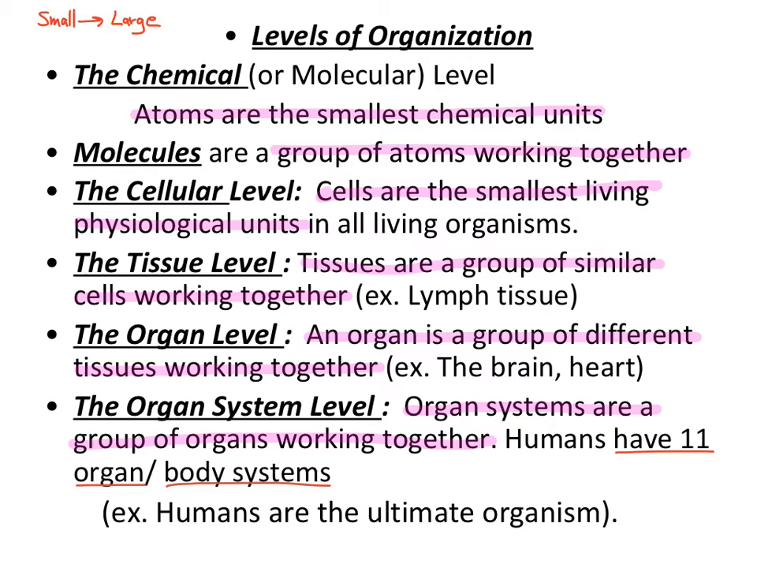Tissues is the next level, and tissues are groups of similar cells working together. For example, lymph tissue. Organ level is a specific organ. For example, the heart, the brain, the skin. An organ is a group of different tissues working together. Then the organ system level are the 11 organ systems that are working together to maintain homeostasis, and they make up the human organism.